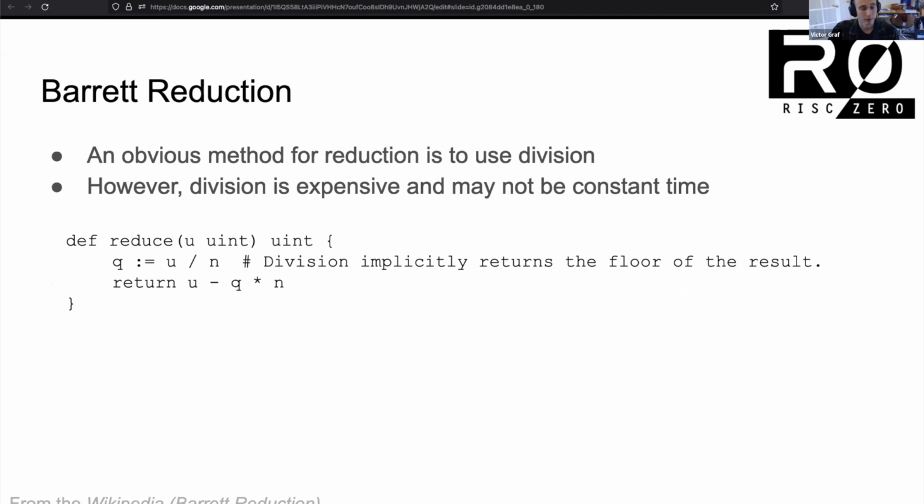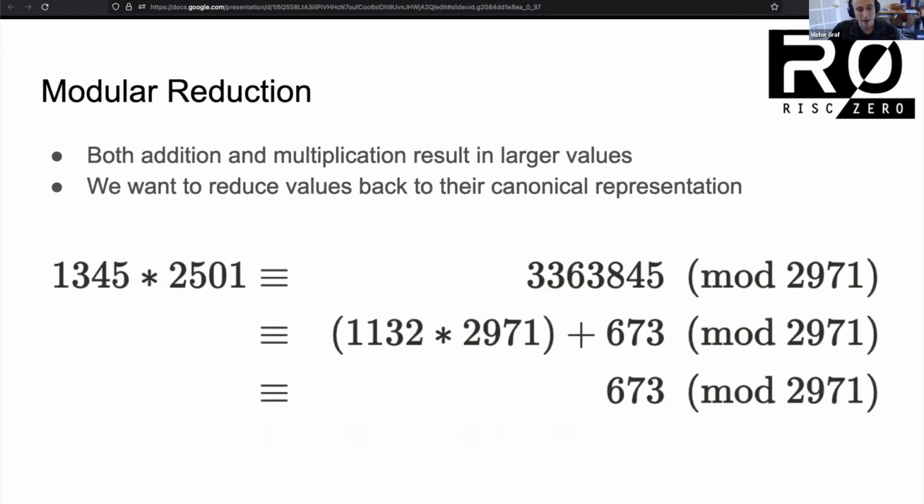An obvious way to produce a reduction is to use division. This little Python-esque program uses division to implement reduction. Like before, you have the quotient and the remainder in this modular division. The quotient here is 1,132 and the remainder is 673. You subtract the quotient times the modulus from the original value to get the remainder.